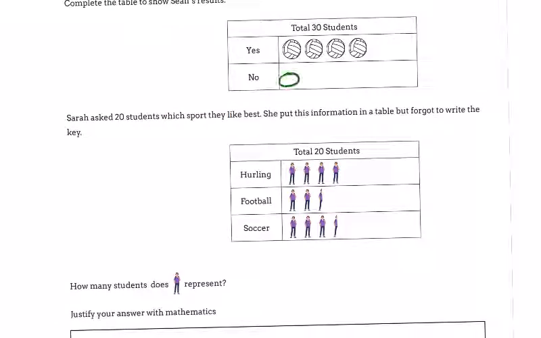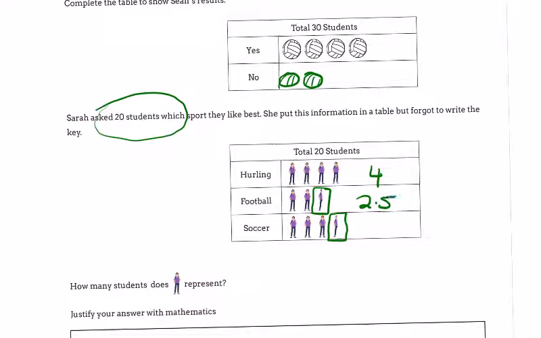Sarah asked 20 students, just circle it, which sport they like the best, and she put this information in the table but forgot to write the key. So we know this is 20. How many students have we got? We have half a student liking football. This is a half a student too. So we have 4, 2.5, and 3.5.